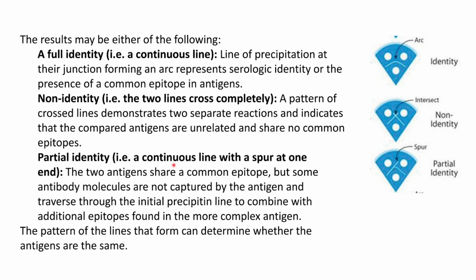And then, in case of partial identity, there is a continuous line with a spur at one end. Here the two antigens share a common epitope, but some antibody molecules are not captured by the antigen and traverse through the initial precipitin line to combine with additional epitopes found in the more complex antigen. So the pattern of the lines that form can determine whether the antigens are the same or not.